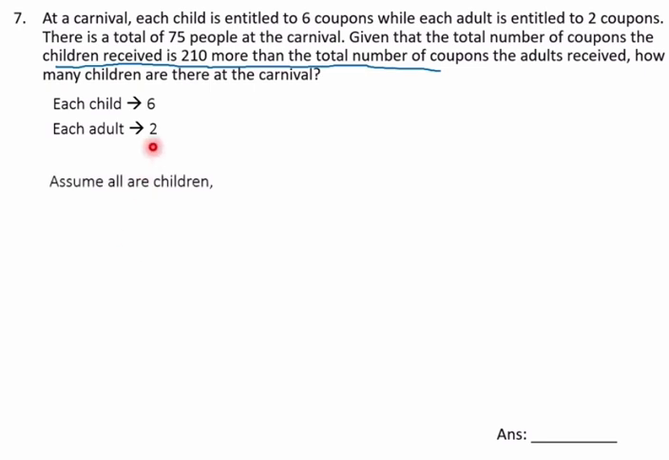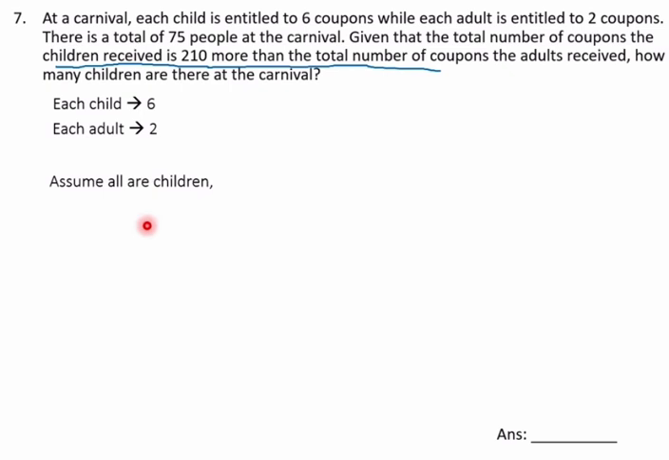For the normal assumption question, we always assume the opposite of what the question wants. If they ask for children, we assume all are adults. But for this supposition question, we start off with assuming those who already have more items, which is the children in this case.